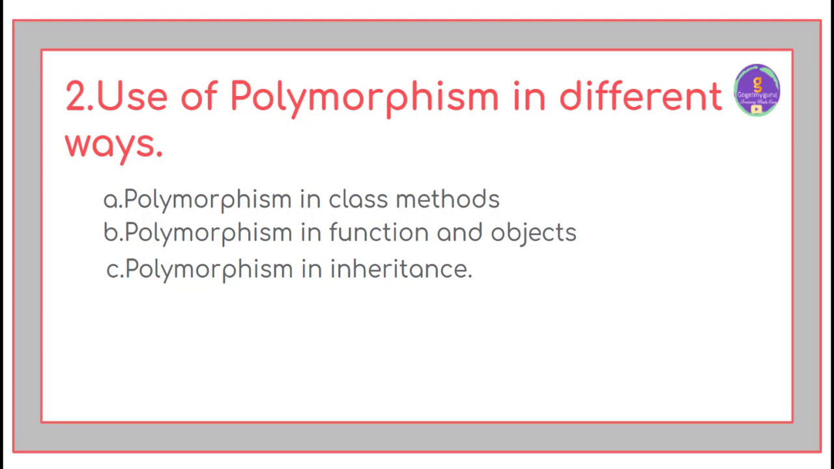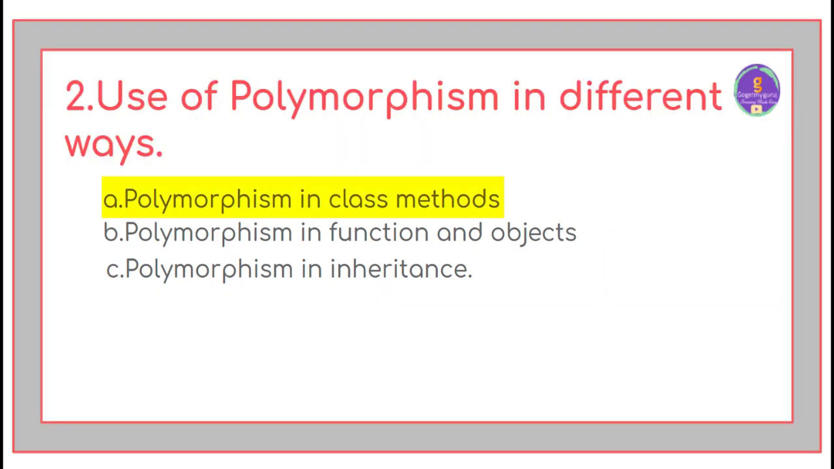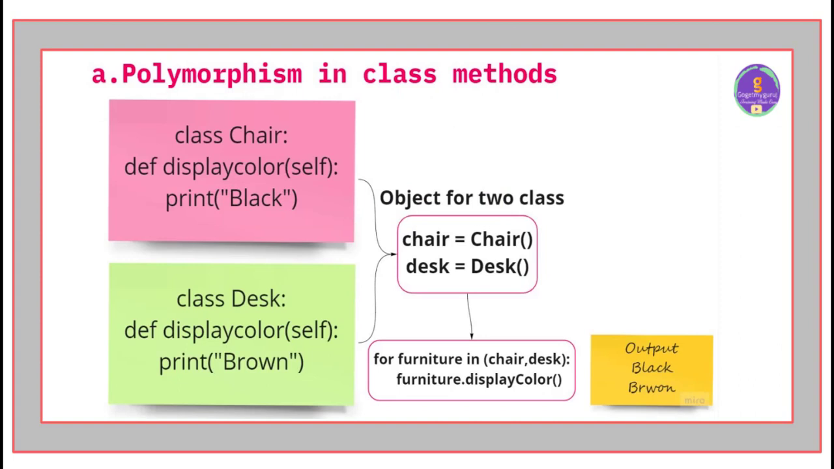Polymorphism can be used in class methods, functions and objects, and in inheritance. First we'll see the use of polymorphism in class methods. In this case there are two classes. The first is the chair class with a def display color method with the self keyword and a print function with the string black. And the second one is the desk class with the same method name and a print function with a different string value, that is brown.